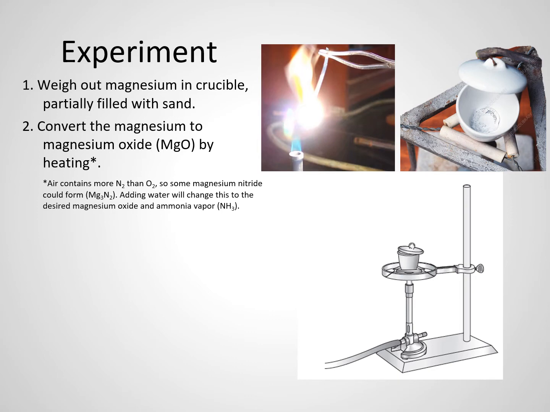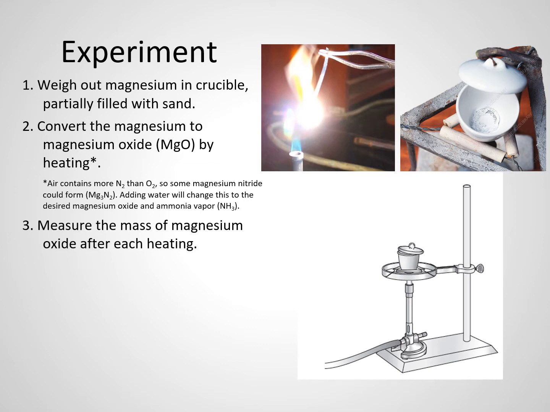And just a note, air contains more nitrogen gas than oxygen gas, so we could be forming some magnesium nitride just from heating it in the air. So we're going to add some water to the magnesium nitride, and all of that water will convert the magnesium nitride to magnesium oxide, and ammonia will be a vapor that will come out of the mixture as well.